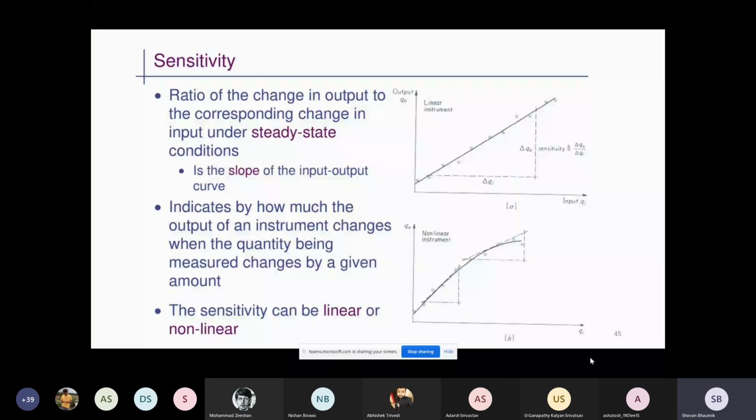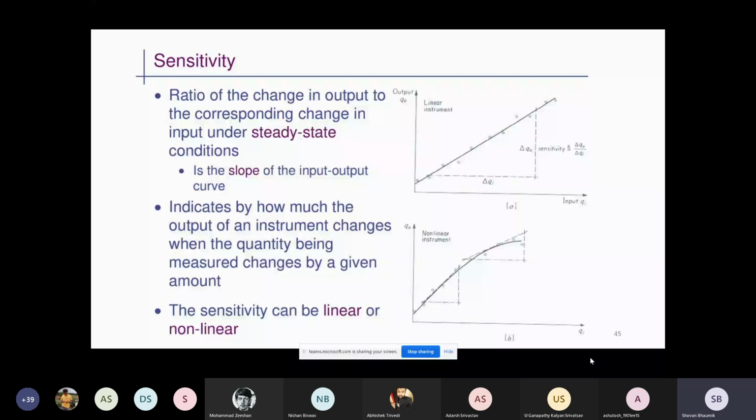Let's say delta Q0. Then your sensitivity will be the ratio of delta Q0 by delta Qi. That will be nothing but your sensitivity. So, if that is the sensitivity, that means if some change happens in input, how much change will happen to output? That is called the sensitivity.